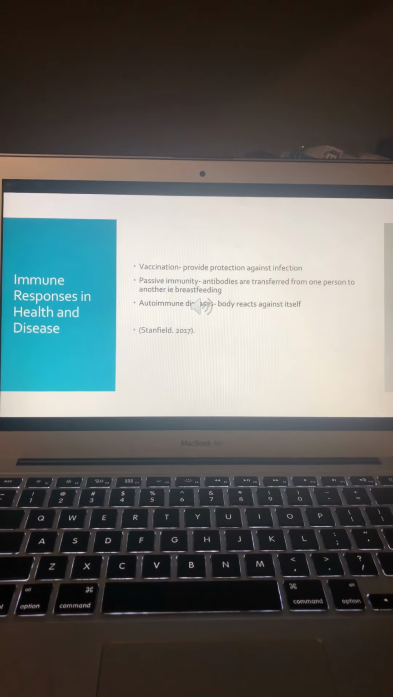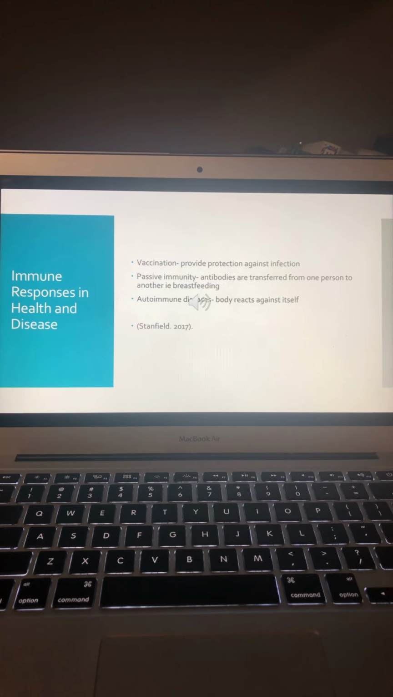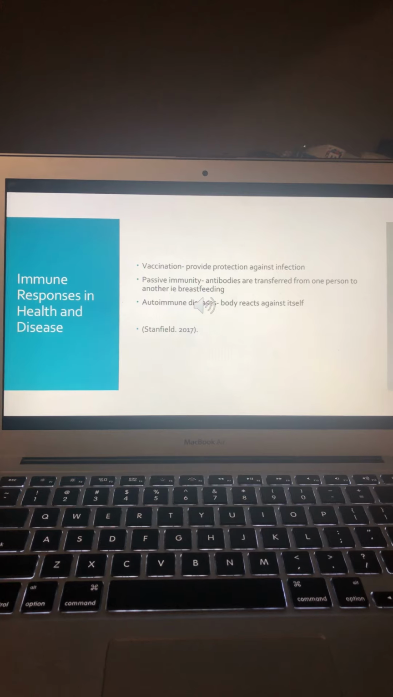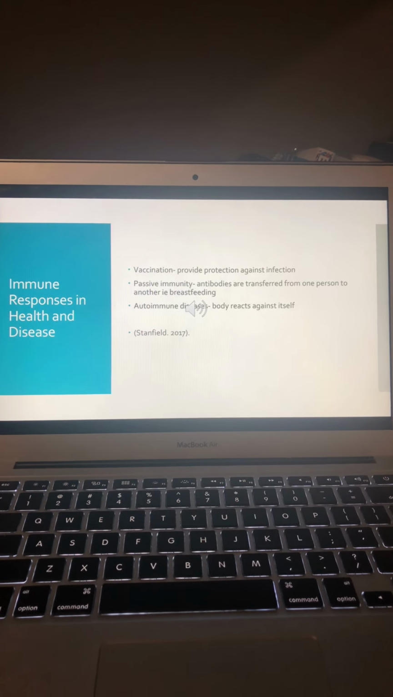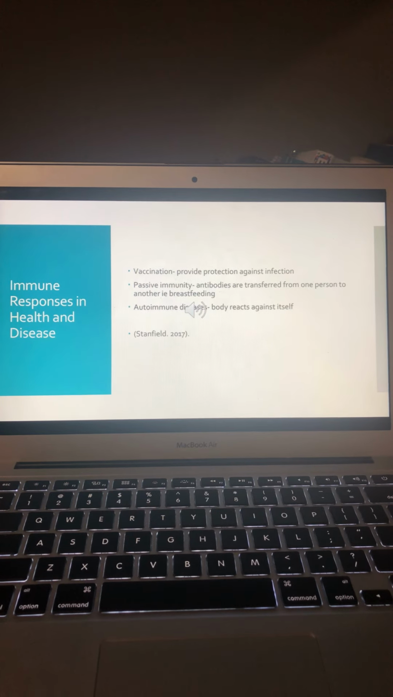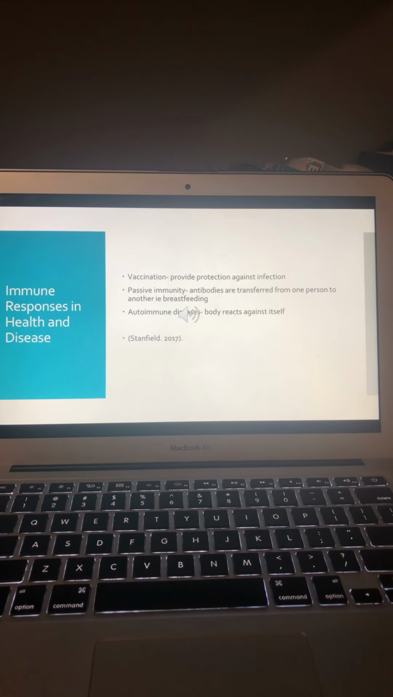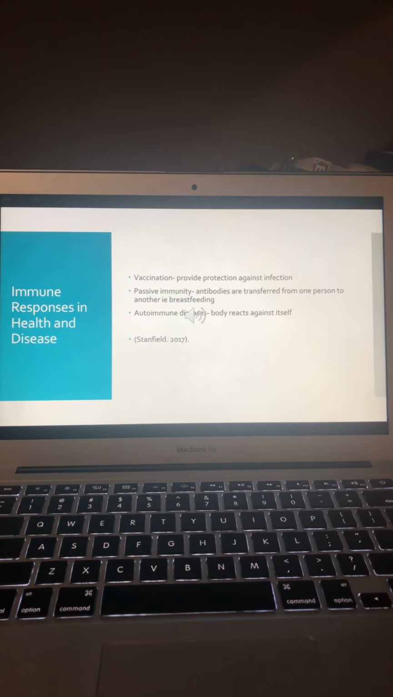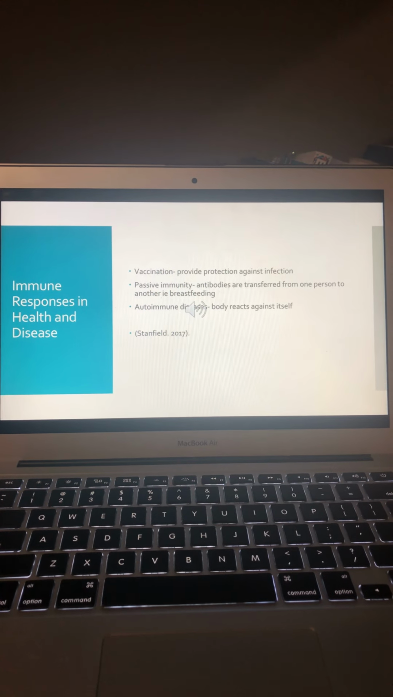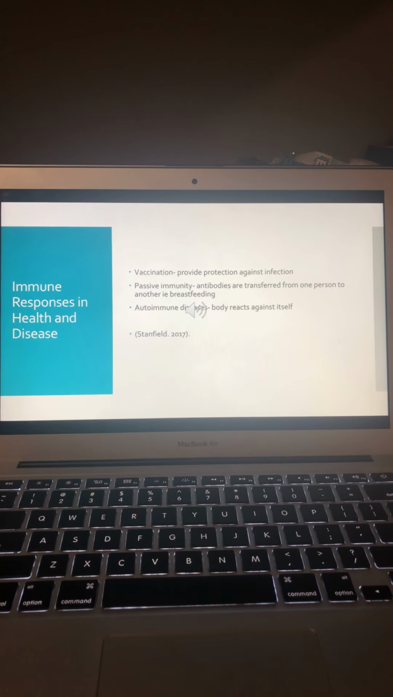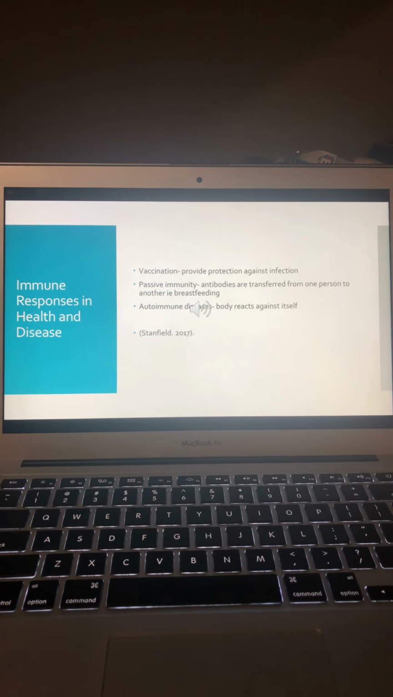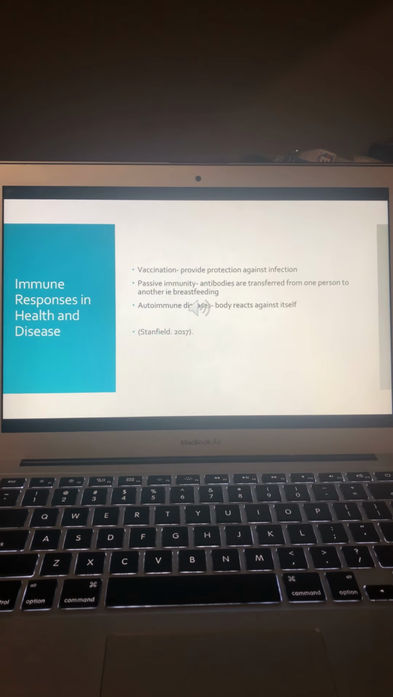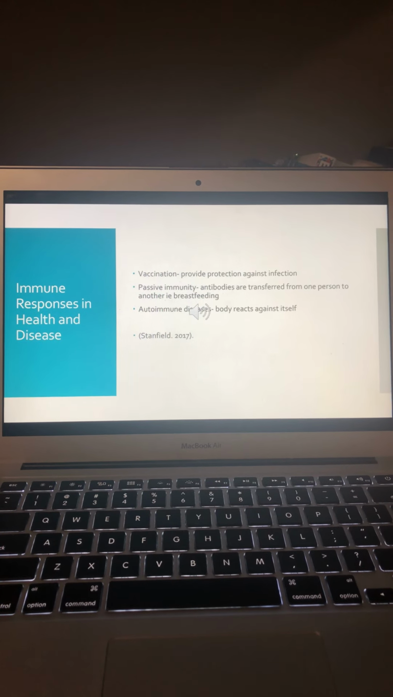Immune responses in health and disease. Vaccination provides protection against infection, while passive immunity is when antibodies are transferred from one person to another. An example of passive immunity would be breastfeeding between a mother and a baby. A negative effect of this would be if the baby didn't have immunity to a disease that's passed through breastfeeding. Another example of an immune response in health and disease is an autoimmune disease, which is when the body reacts against itself.